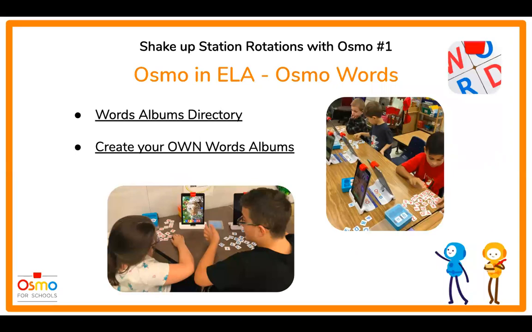Okay, English language arts stations and Osmo Words. The obvious choice here for those of you familiar with Osmo is definitely Words. Osmo Words is where a picture prompt shows up on the tablet screen, and students have to choose the correct letter tiles of that word picture that's showing up and place the tiles in front of the tablet. So for example, like you see in this picture down below, there's a picture of a leopard on the screen.